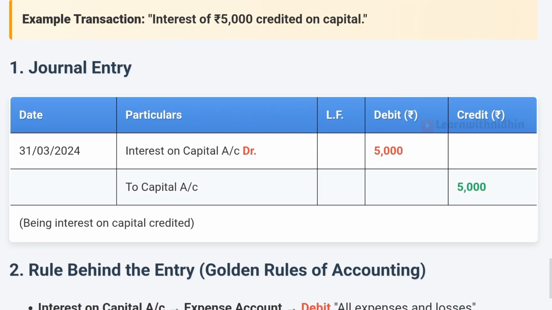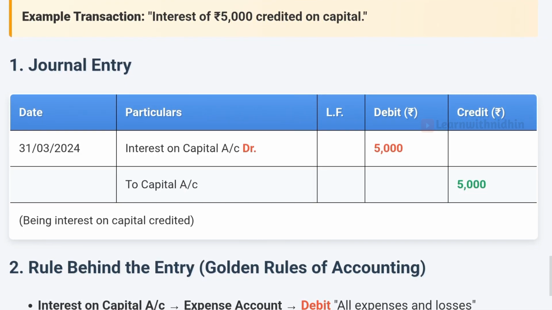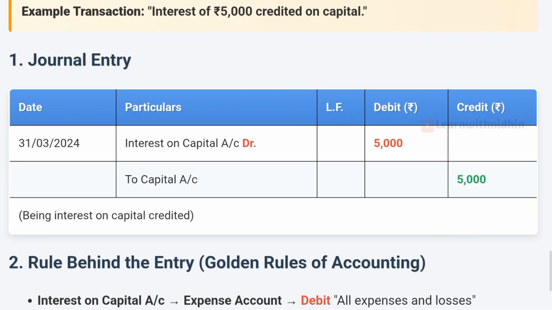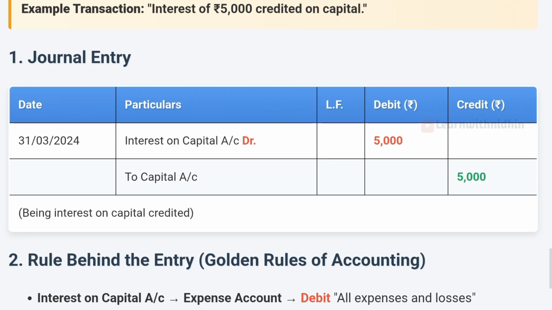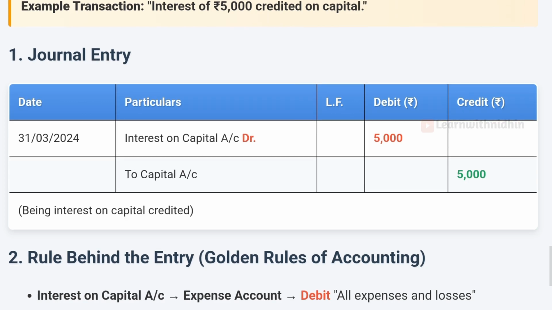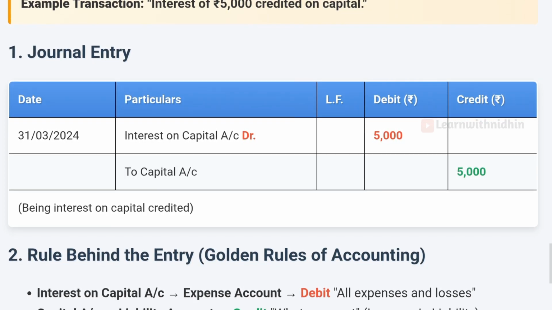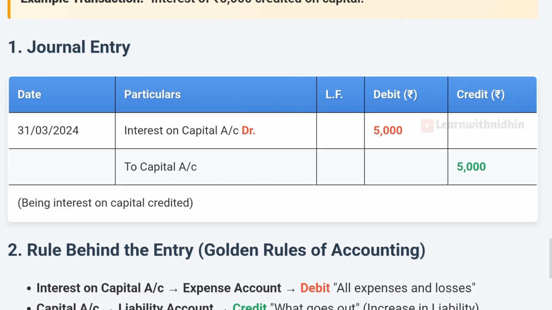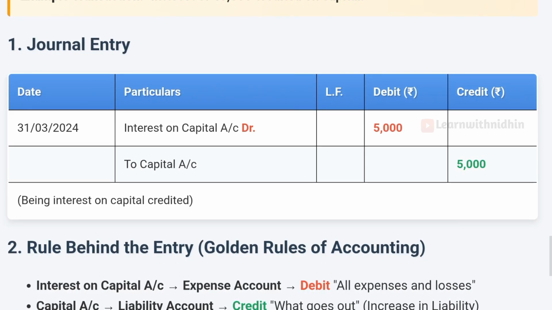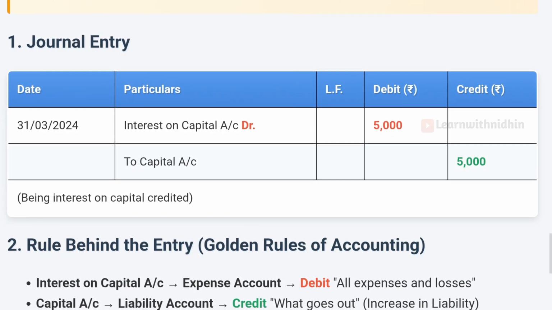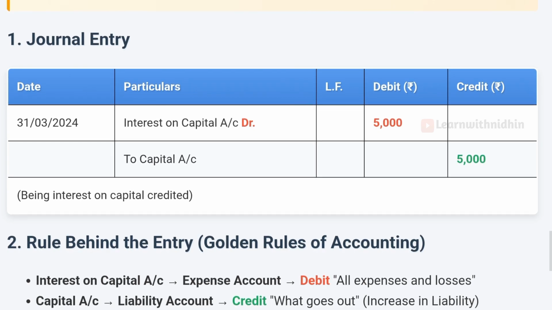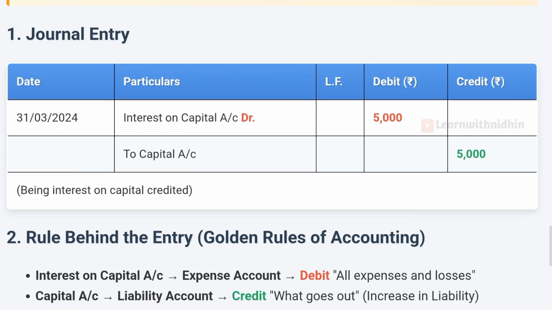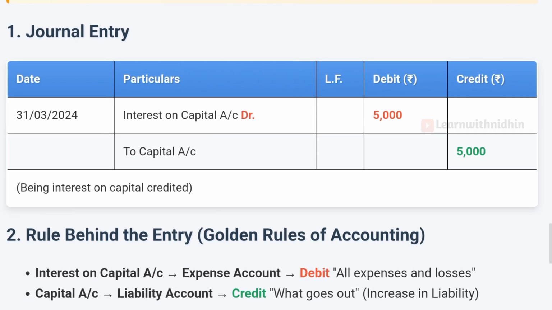2. Rule behind the entry. Golden rules of accounting. Now, why do we debit and credit these accounts? Let's recall the golden rules. Interest on capital is an expense, and the rule says debit all expenses and losses. Capital is a liability. The rule says credit what goes out or increases liability. So, we debit the expense and credit the liability. Makes sense?